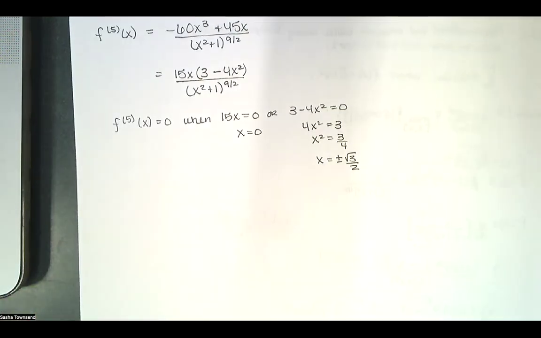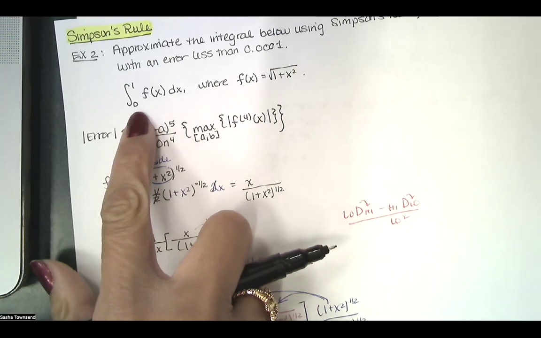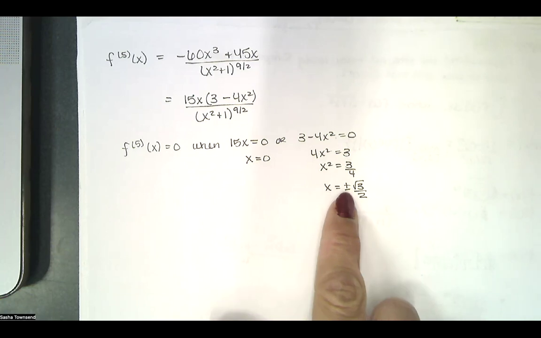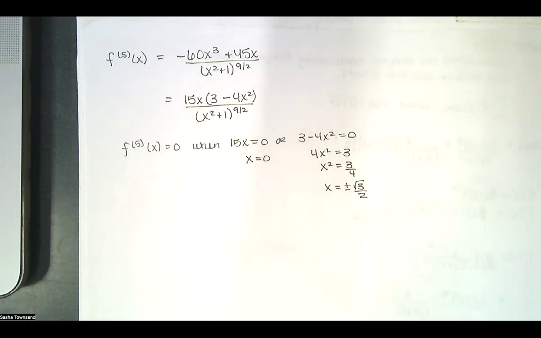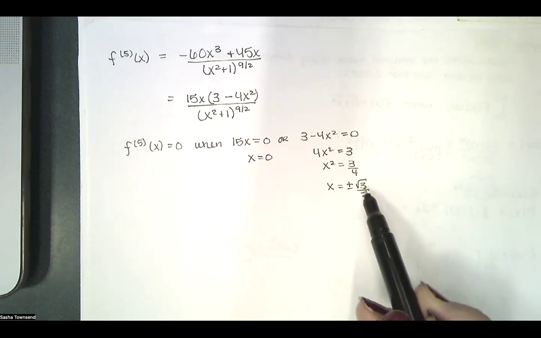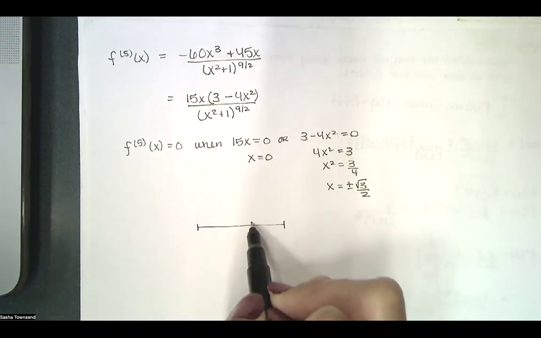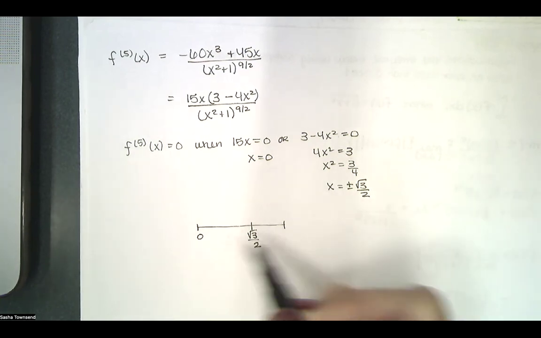Now remember, we were talking about Simpson's rule for a particular function here. So we're only interested in the interval from 0 to 1. Our fifth derivative is 0 at 0, and it's also equal to 0 at the positive square root of 3 over 2. That's on our interval, but the negative square root of 3 over 2 is not on our interval. So we're really just interested in what happens at positive square root of 3 over 2, on the interval from 0 to 1. That's where the fifth derivative might potentially change signs.